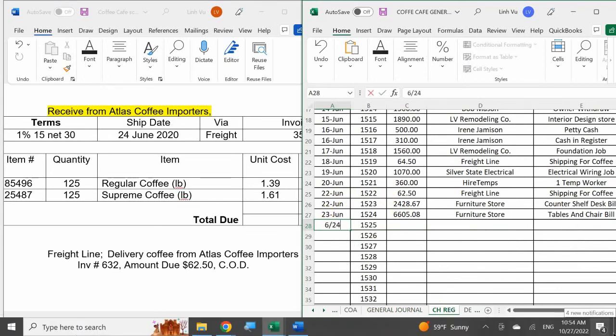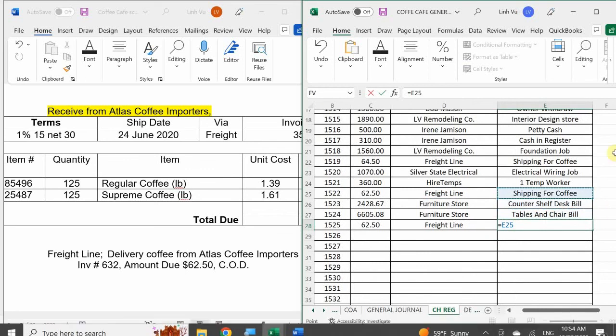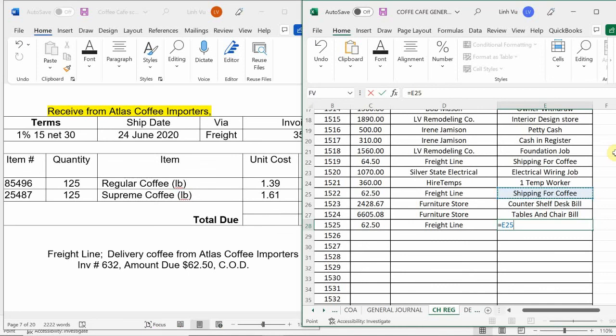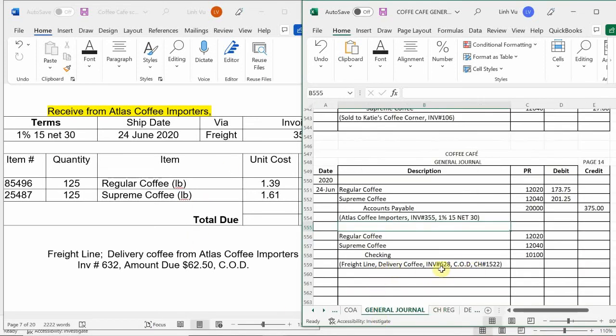So today's the 24th. We're paying $62.50 to Atlas Freight Line. Remember, Atlas is the one who provided us the coffee. They used a third-party vendor. Okay, so shipping for coffee. So we got check number 1525. Okay. $15.25.